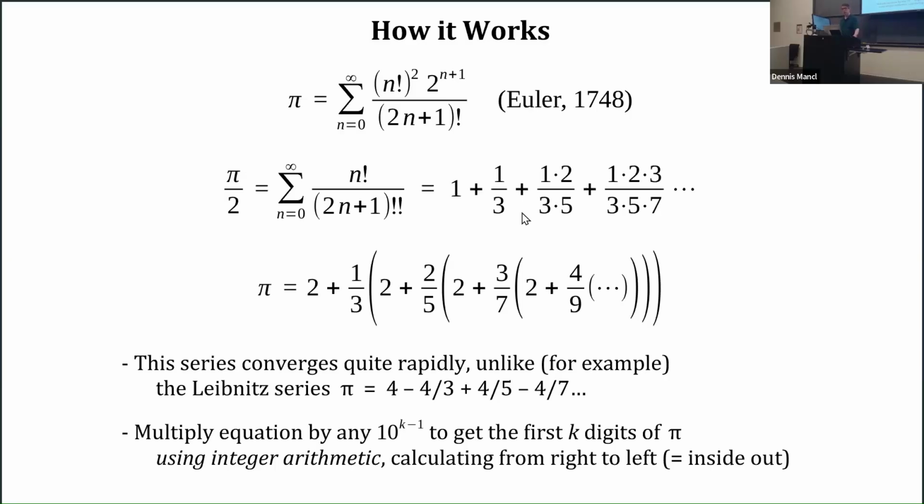You multiply both sides by a big power of 10, so the left side just becomes, let's say 1,000, 10 to the 1,000 times pi. So if you calculate that as an integer, you get the first 1,000 digits.